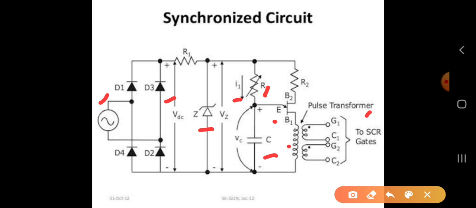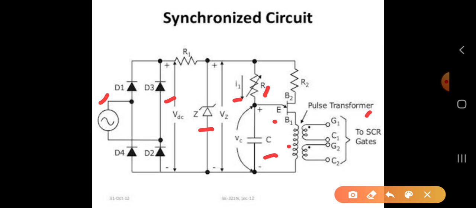Here are the primary windings of the transformer. Through this E, B1 and the primary windings, the capacitor starts discharging. Since the current flows through the primary of the pulse transformer, a pulse is generated. So now when the current starts flowing through the primary of this transformer, a current pulse is going to be generated. This pulse acts as a gate pulse to the SCR. We can say it is a gate triggering pulse to the SCR.